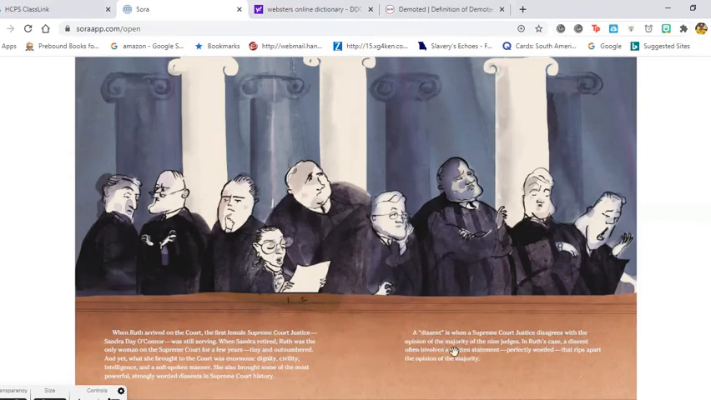So again, in Ruth's case, a dissent often involves a written statement, perfectly worded, that rips apart the opinions of the majority. Now, think about that. Being the only woman, did you think she had some of the same opinions as these men?